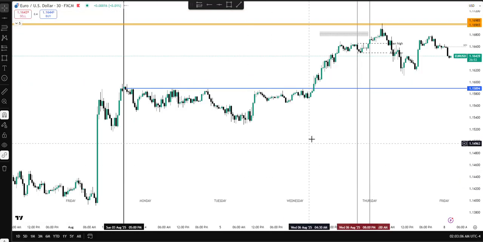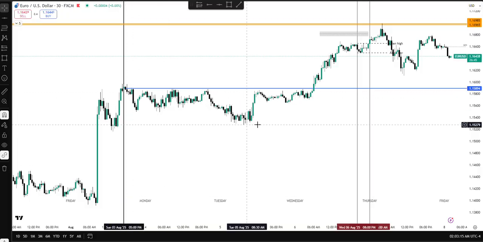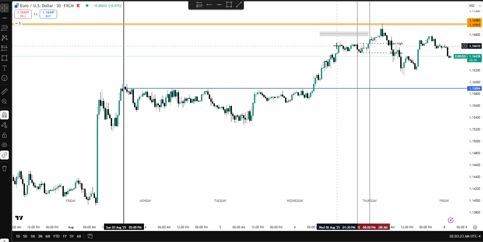Go back to the 30-minute. So this blue line here is the weekly open on Sunday. So this is the classic AMD model. So accumulation, manipulation on Tuesday, distribution for the rest of the week, and then reversal on Thursday, and then possible continuation on Friday, but most likely chop around or move lower.